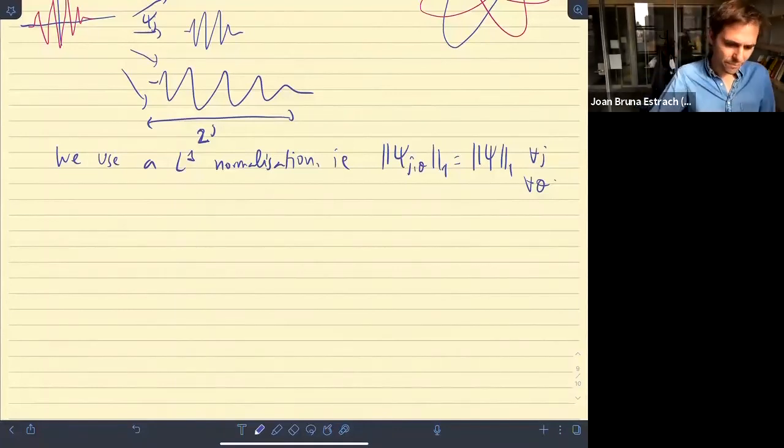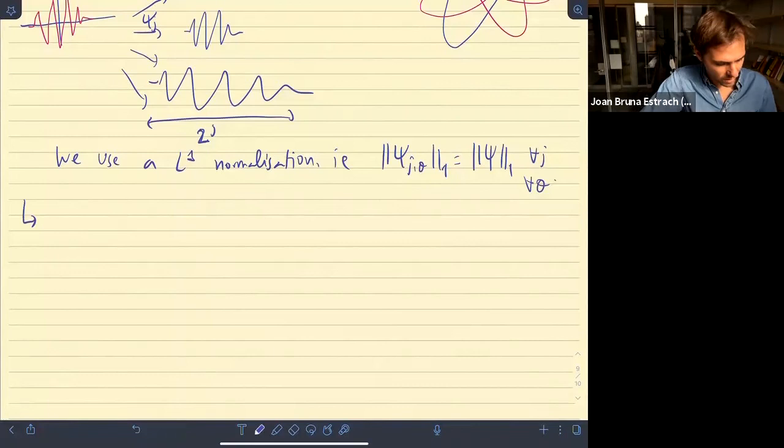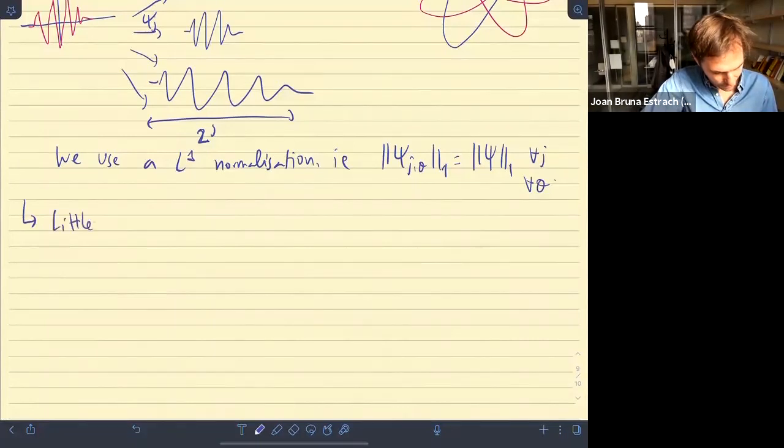In what sense is this useful? In the following sense: once we have this collection of all these wavelets, we can define what's called the Littlewood-Paley wavelet transform.